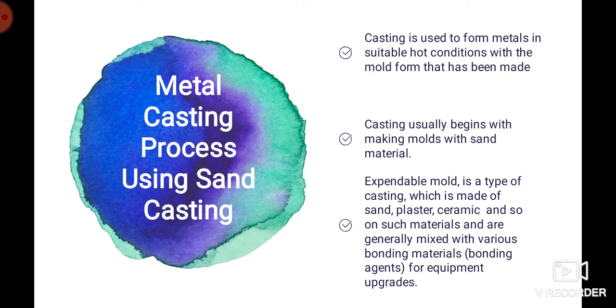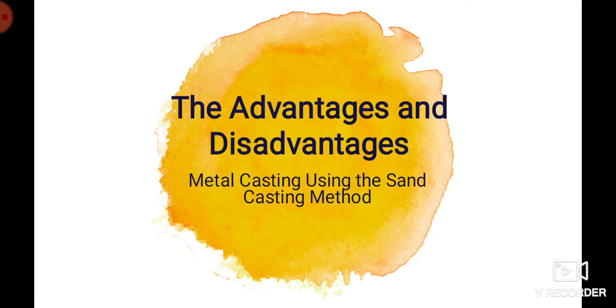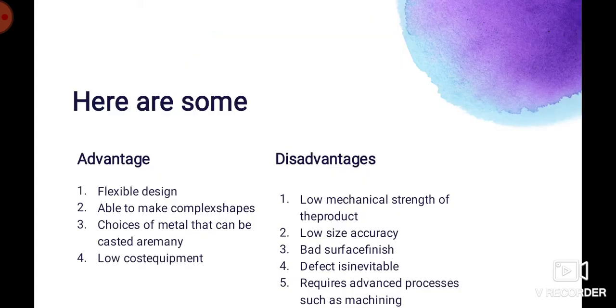So, we move on to the next section. These are the advantages and disadvantages of metal casting using the sandcasting method. Here are some advantages of casting with sand mold. 1. Flexible design. 2. Able to make complex shapes. 3. Many choices of metal that can be cast. 4. Low-cost equipment. And the disadvantages of using sand mold.